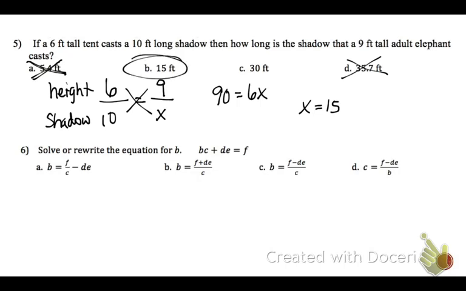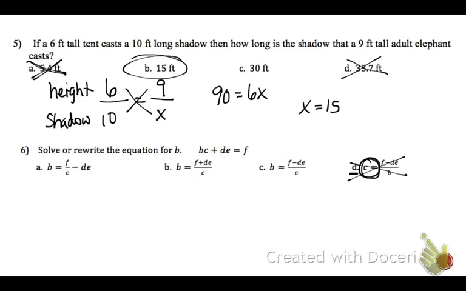Problem 6, solve or rewrite the equation for B. Let's start by looking at our answers. So we're going to expect our answer to end up in one of these 4 different forms. Notice that answer D has C equals. The problem says to solve for B, so let's go ahead and cross that one off. That's definitely not our answer. Now we're left with 3 different possibilities.